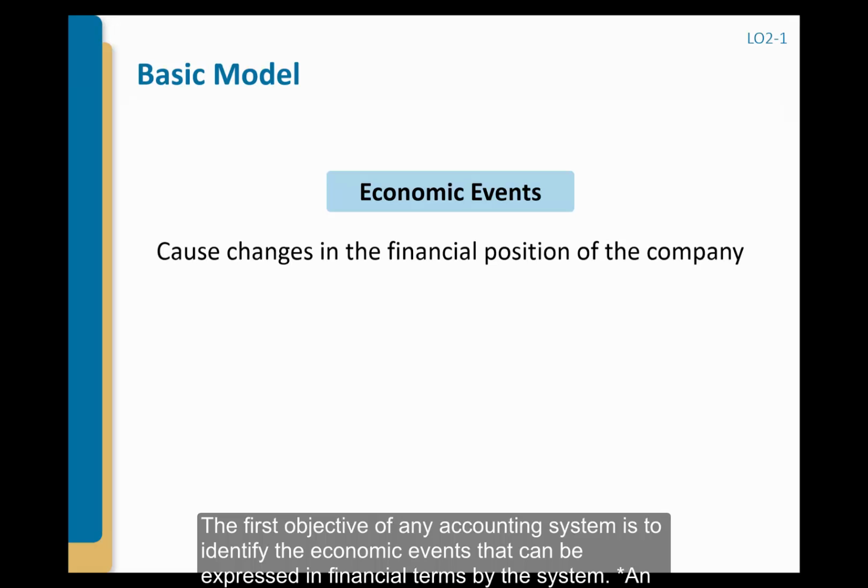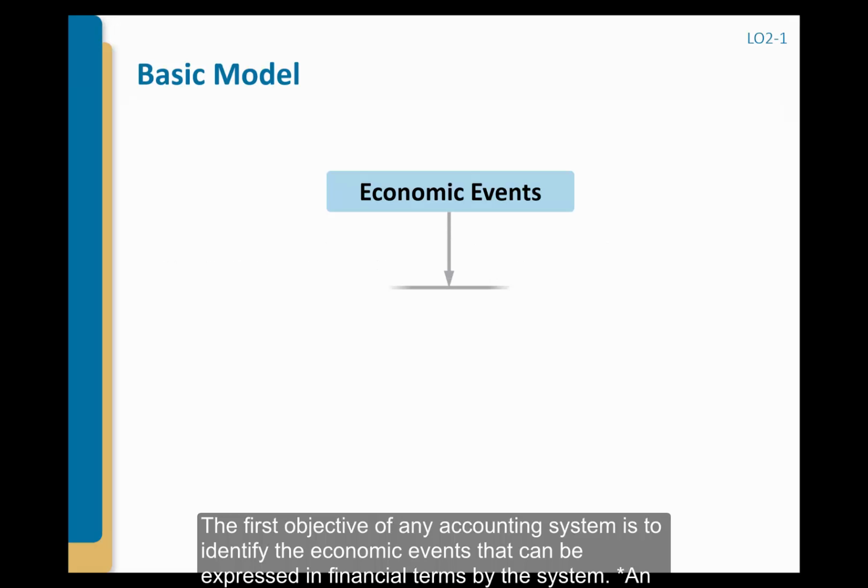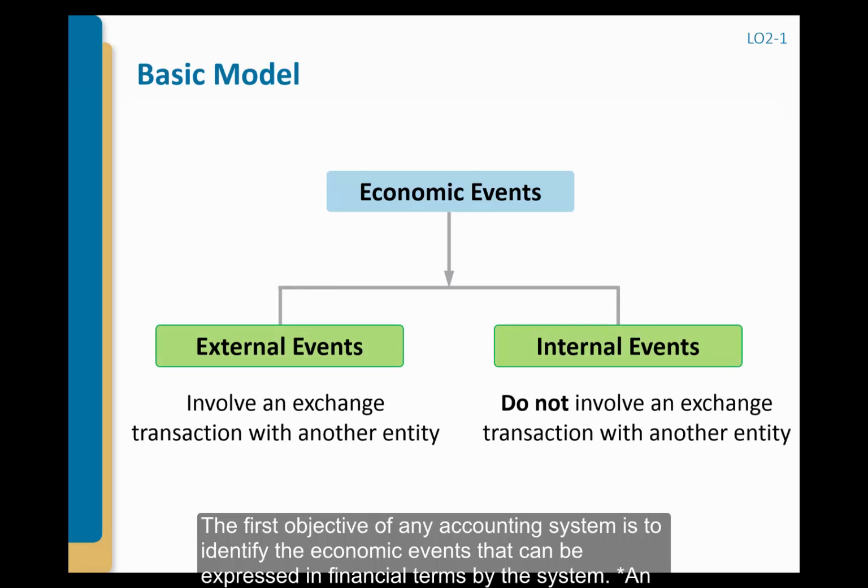So basically, we have economic events that cause changes in the financial position of the company, mostly cash. Those events can occur inside the company or outside of the company, which is probably the most typical. We like to refer to these external events as arm's length transactions. And internal can be within another entity or a related party. And we will learn more about related parties as we go along.